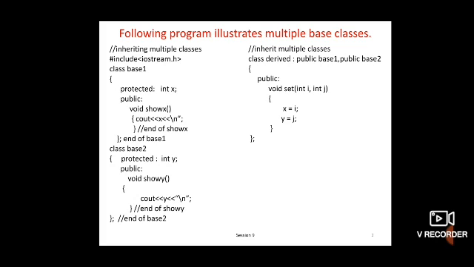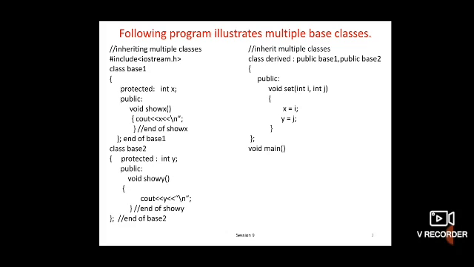Here x is equal to i and y is equal to j, because base1 and base2 are accessed publicly. So whatever data is in base1 and base2 is accessed publicly, and you can write x equal to i and y equal to j. Now end this derived class.